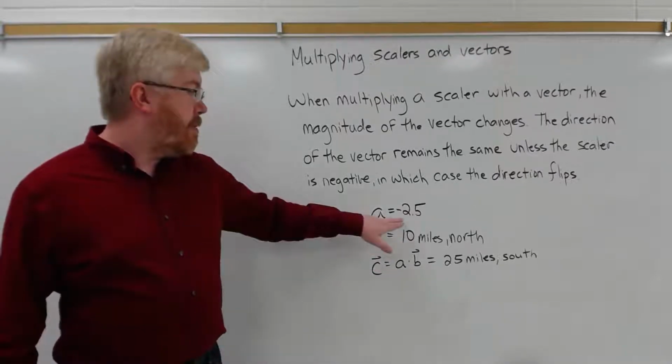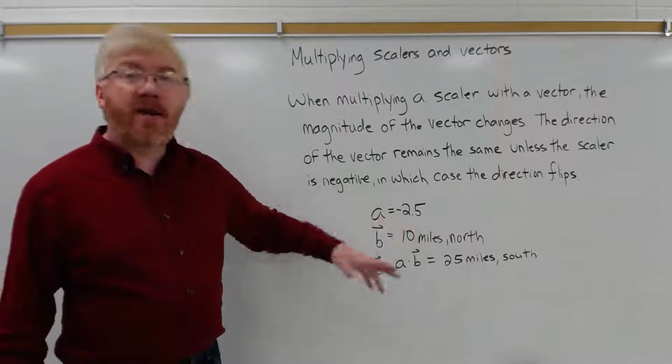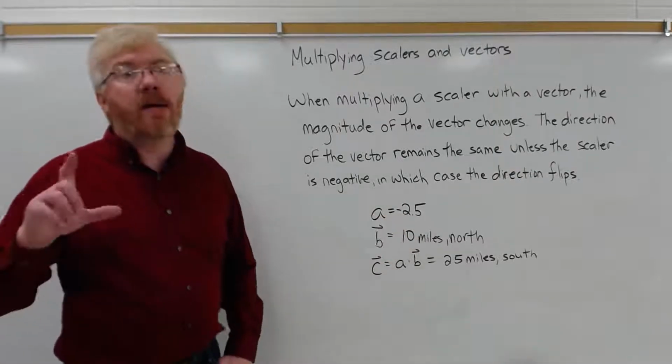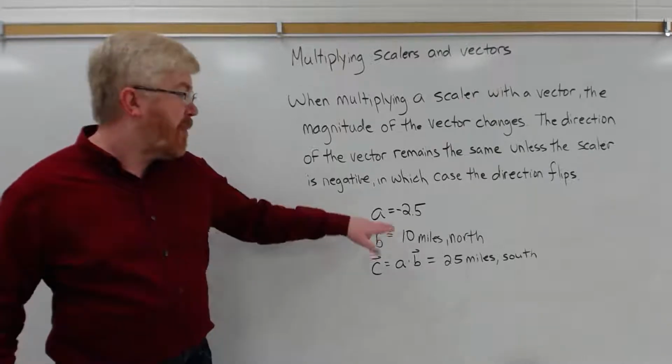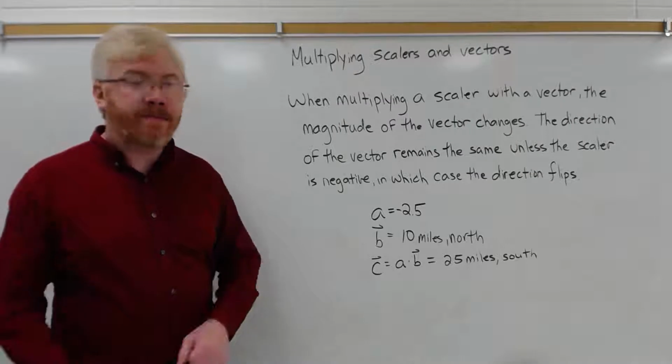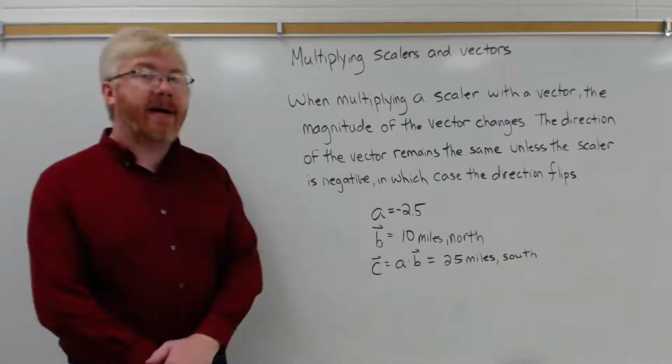And so if you multiply the vector by a number greater than 1, the vector will get larger. If you multiply the vector by a number between 0 and 1, the vector will get smaller, right? If I multiply it by 1/2, then this will be 5 miles instead of 10 miles. So this is how you multiply scalars and vectors.